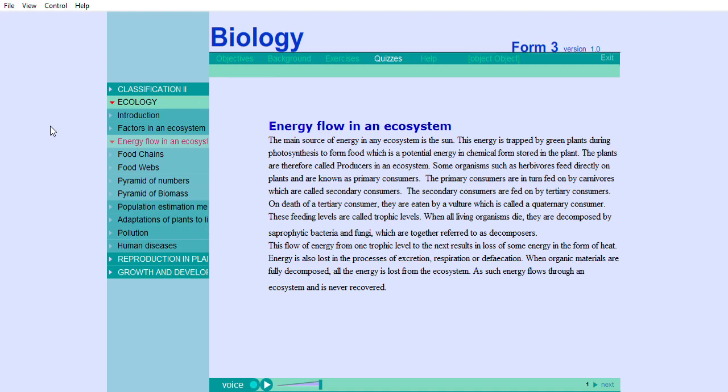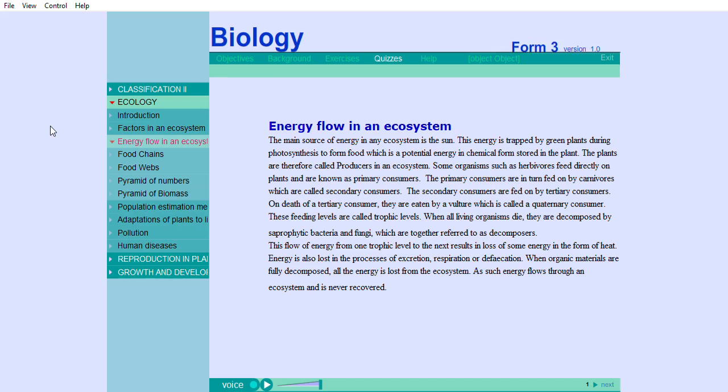Some organisms, such as herbivores, feed directly on plants and are known as primary consumers. The primary consumers are in turn fed on by carnivores, which are called secondary consumers. The secondary consumers are fed on by tertiary consumers. On death of a tertiary consumer, it is eaten by a vulture, which is called a quaternary consumer. These feeding levels are called trophic levels. When all living organisms die, they are decomposed by saprophytic bacteria and fungi, which are together referred to as decomposers.